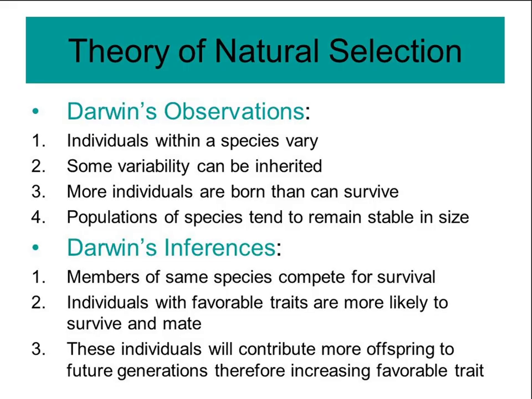Together, these four observations can account for how organisms changed over time. From these observations, Darwin realized that most organisms that are born fail to reproduce. Only those that have characteristics that help them to survive the struggle for existence can breed and pass on their characteristics to the next generation.